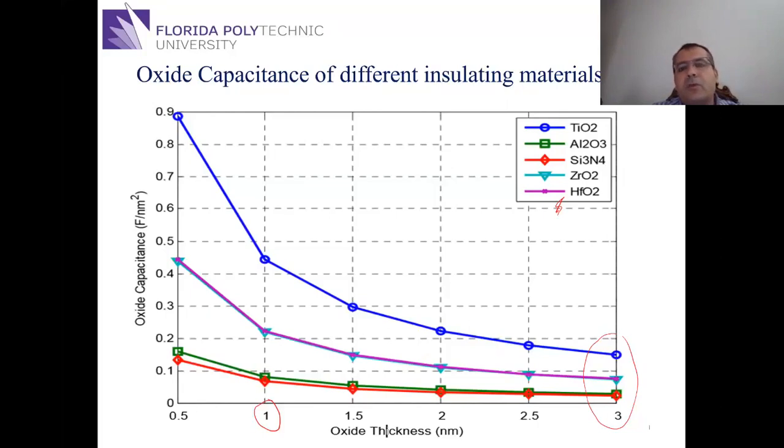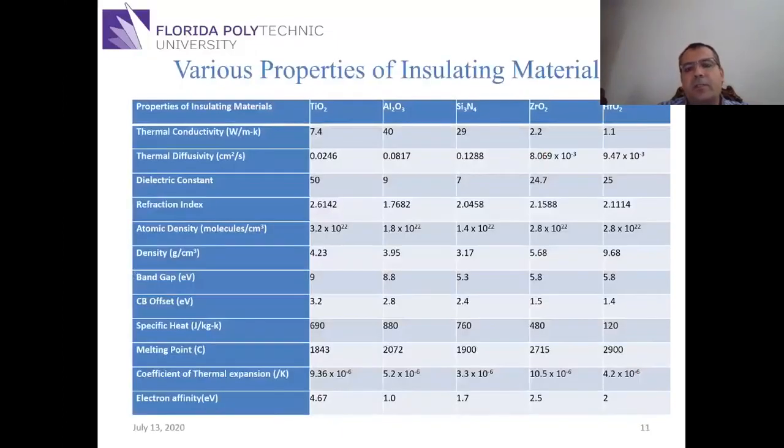And what are the sources of the leakage current on the chip? What produces leakage current? We treated them, by the way, in three different situations: the sub-threshold current, the gate oxide current, and the band-to-band or BTBT tunneling current. So we suggested a model for this, and before we suggested the model, we collected all the physical parameters of these five materials: titanium dioxide, aluminum oxide, silicon nitride, zirconium dioxide, and hafnium dioxide.